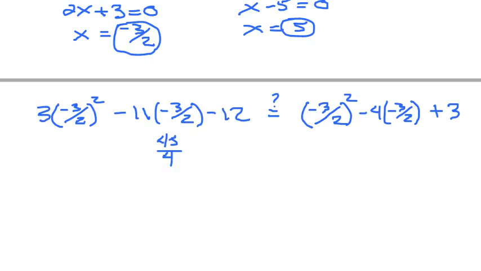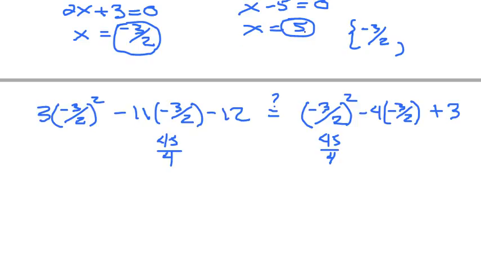So the negative 3 halves squared, let's see, and we got a minus and a minus, so that'll make that a plus. 4 times 3 halves and plus 3. And I'm getting a 45 over 4. Okay, so that's going to be one of our solutions, will be negative 3 halves.